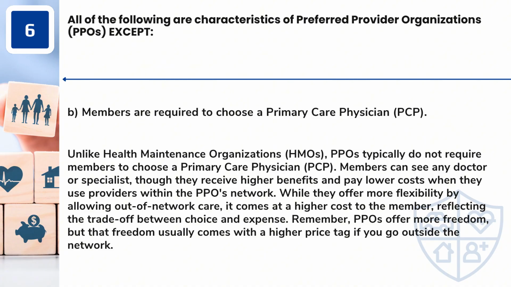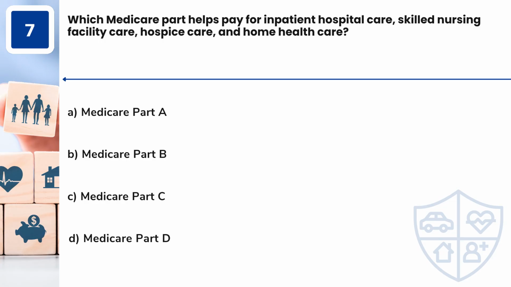Remember, PPOs offer more freedom, but that freedom usually comes with a higher price tag if you go outside the network. Question 7. Which Medicare Part helps pay for inpatient hospital care, skilled nursing facility care, hospice care, and home health care? A. Medicare Part A. B. Medicare Part B. C. Medicare Part C. D. Medicare Part D.